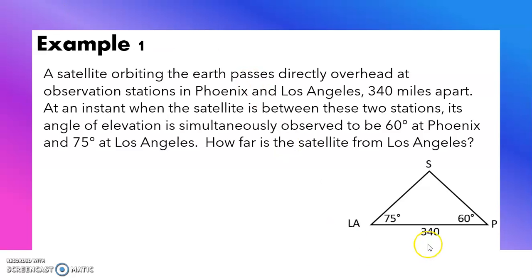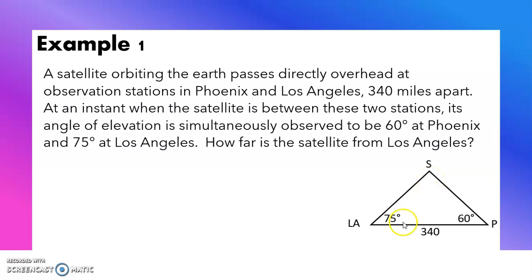So they've also given us this picture. Notice they put in the distance from LA to Phoenix as 340, and these are the angles of elevation they gave. And they want us to solve for this side over here. Now, you always need to know an angle that's across from a side that you know. Notice we know this side, but we don't know this angle up here. So that's what we're going to start off by finding.